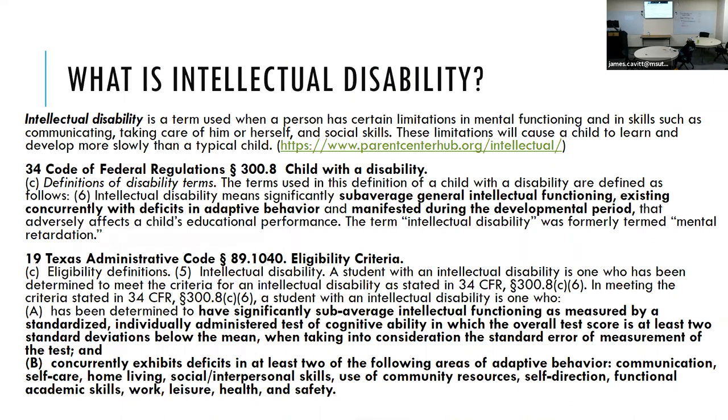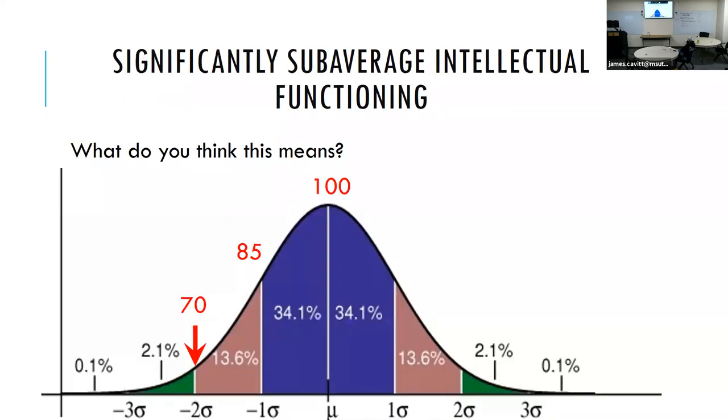At least two standard deviations below the mean, right? So using the Texas definition, what IQ would be where we need to start the process of looking at intellectual disability? 70 and below. So we'll look at 70 and below. And if you can see, that's only 2.2% of the population has an IQ of 70 or below, correct? So that's a very small percentage of the population.